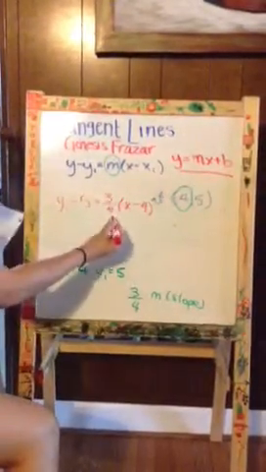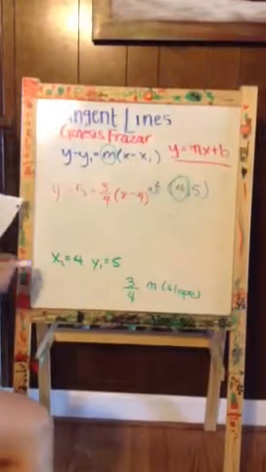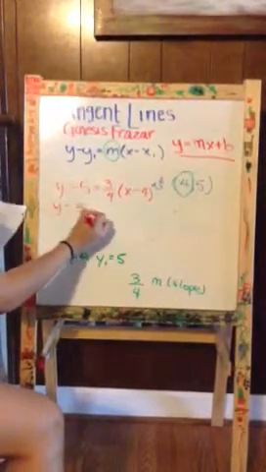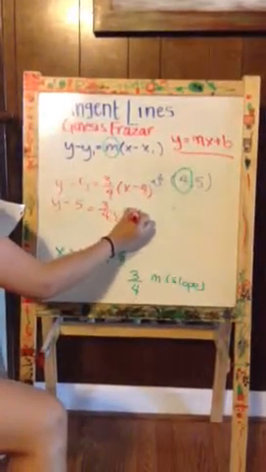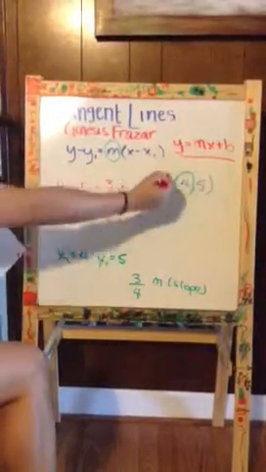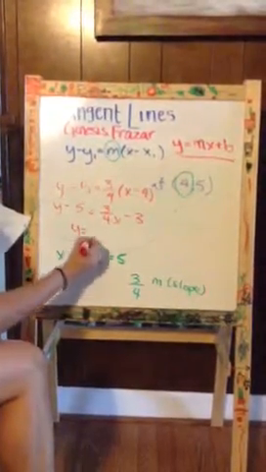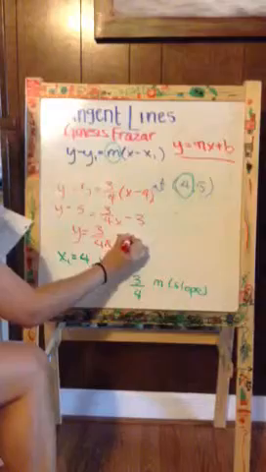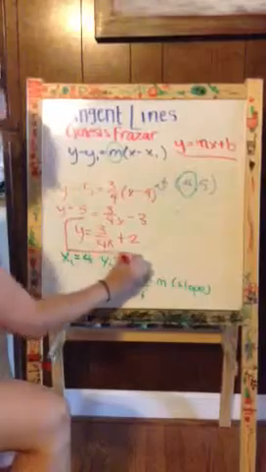Then we will just distribute the 3/4 with the x and the negative 4, which will give you y minus 5 equals 3/4 x minus 3. And then from here we will solve for the slope-intercept formula, which is y equals mx plus b. And you will get y equals 3/4 x plus 2. And this is your tangent line for the third. This is your answer for the third equation.